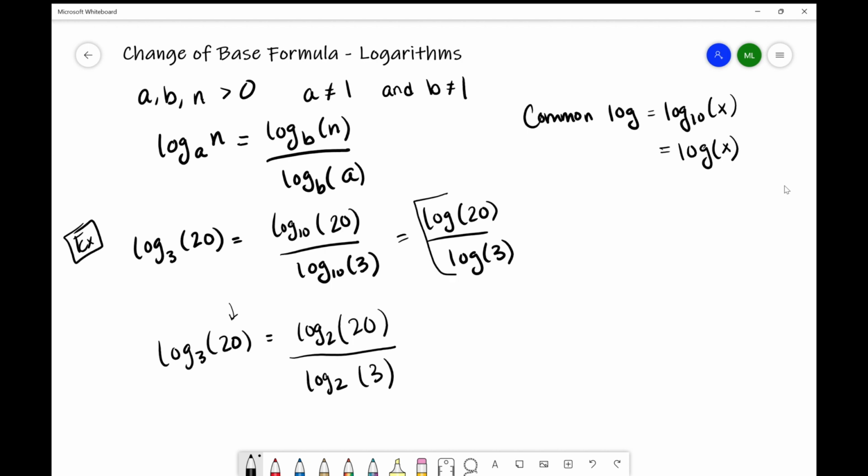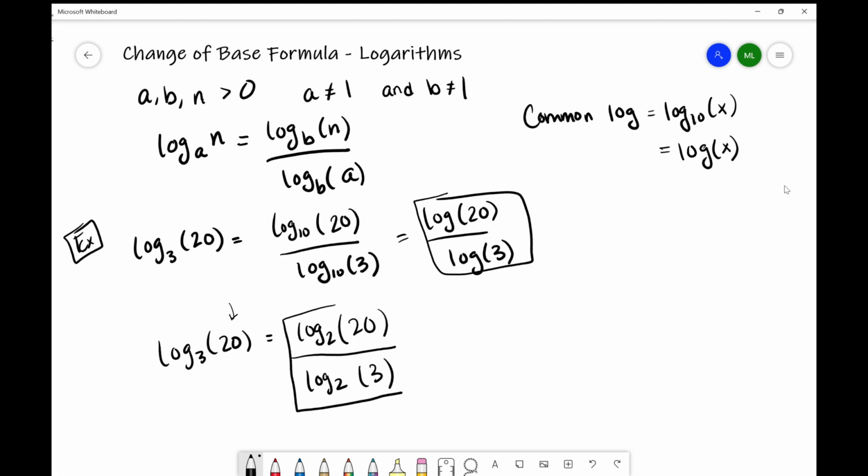So here's your final answer if you use a common log. Log of a number is a constant, and then you have a constant over a constant, and then you can find an answer if you choose to simplify or approximate even further. And then you have log base 2 of 20 over log base 2 of 3.